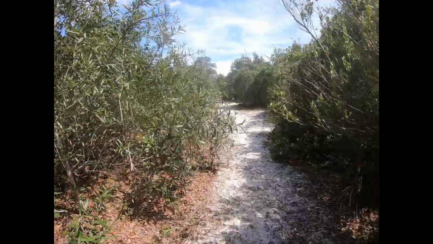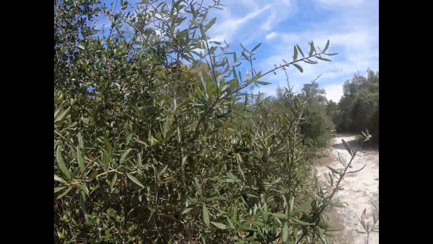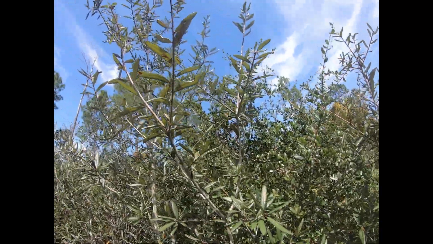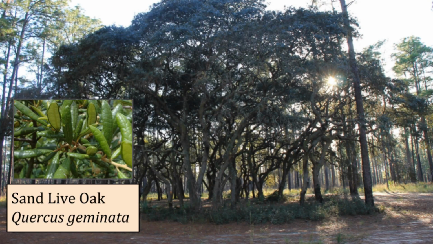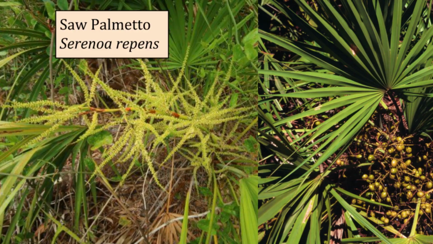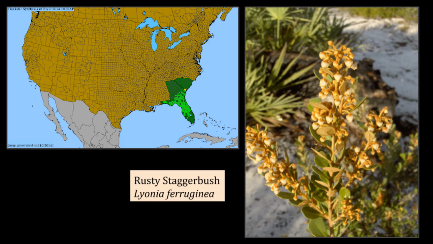Some other common species that we're seeing today, and that we do witness in other communities in Florida, include species that we've talked about before, like sand live oak, saw palmetto, and rusty staggerbush.